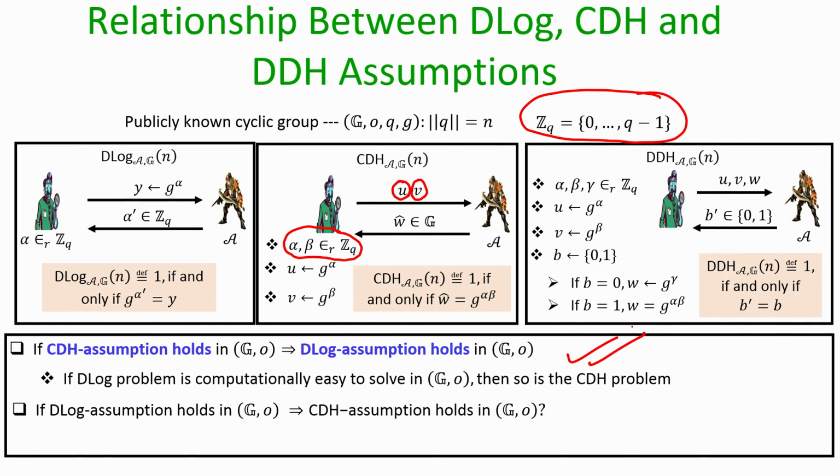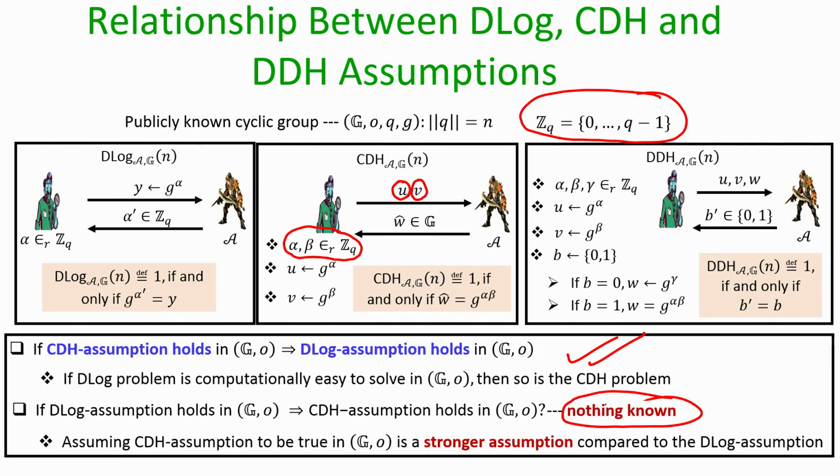Now, what about the implication in the reverse direction? That means, can we say that if the D-log assumption holds in the group, then it also implies that the CDH assumption holds in the group as well? Interestingly, the answer is that we do not know anything about this fact. In fact, we strongly believe that there might be groups where the CDH problem is easier to solve even though the D-log problem is difficult to solve.